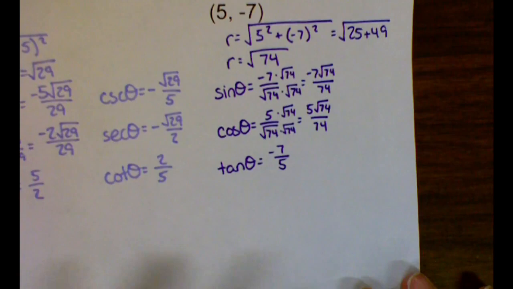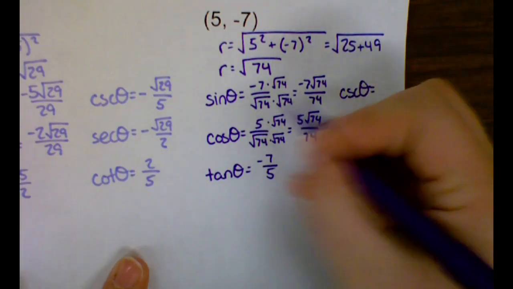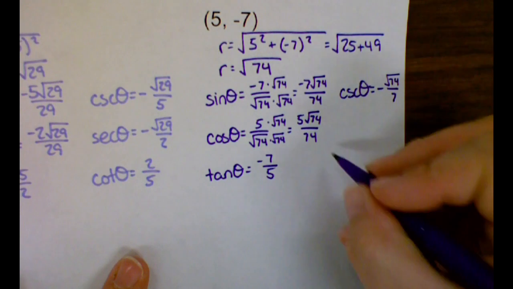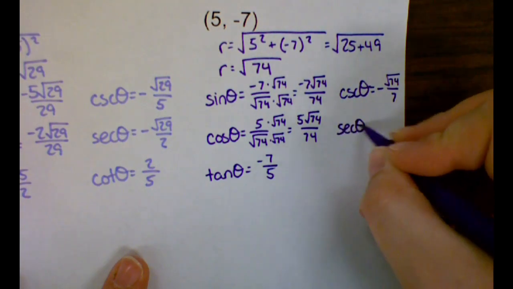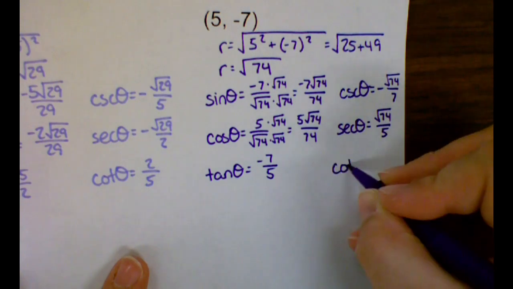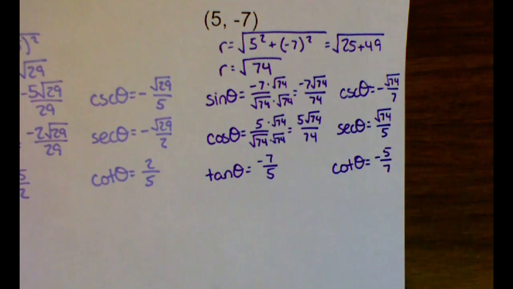All right, sorry, I fixed my paper here. Here we go, cosecant. Take the reciprocal from the beginning, negative square root 74 over 7. The secant, reciprocal from the beginning, square root 74 over 5. And the cotangent, negative 5 over 7. And there we have it.